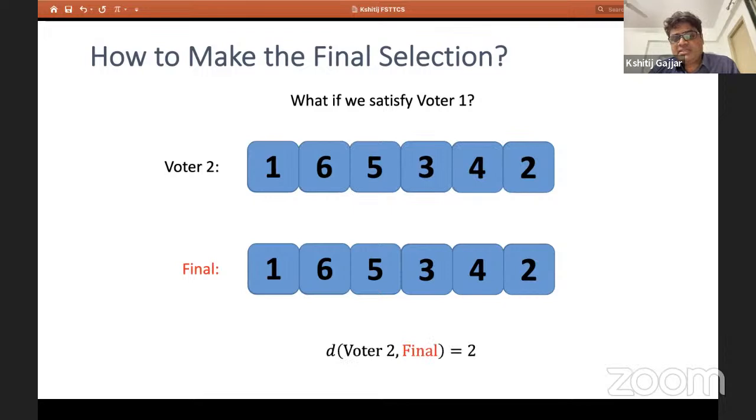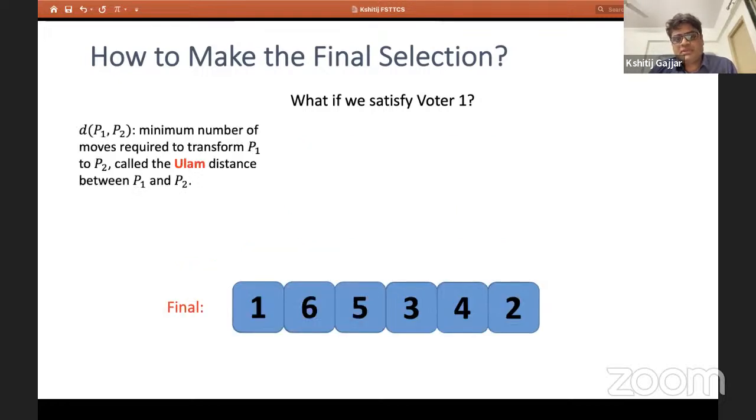So we say that the distance of voter number 2 from the final selection is equal to 2 because it required 2 moves to get from one permutation to the other. Okay, and formally this is called the Ulam distance. So Ulam distance is defined exclusively for permutations, and it is the minimum number of moves that you need to make to one permutation to get to the other.